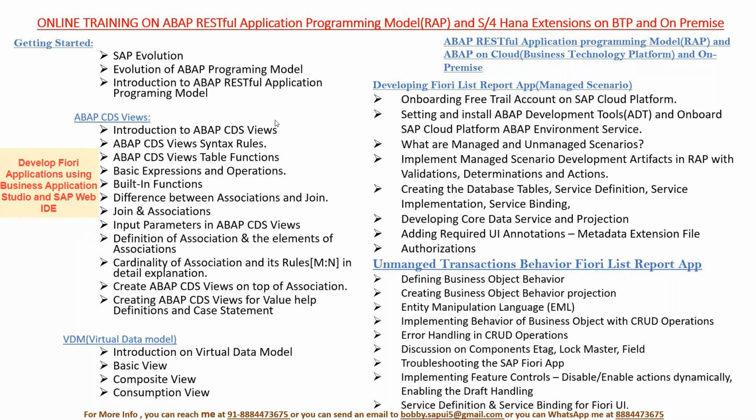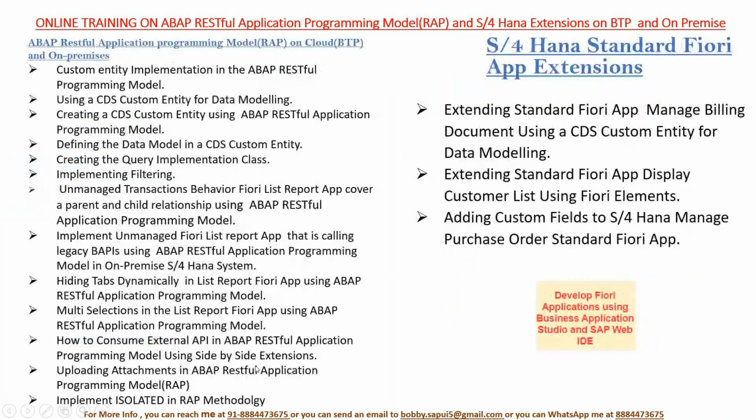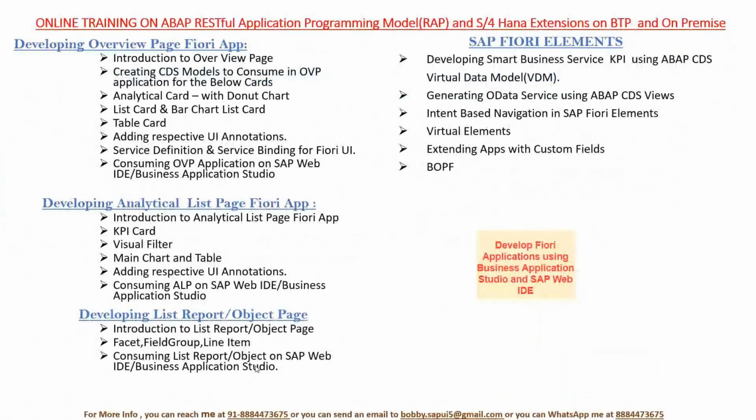Okay, now what are the detailed topics I'm going to cover? We'll start with SAP evolutions, the evolution of RAP, ABAP programming. Then move to ABAP CDS views: syntaxes, table functions, basic expressions, built-in functions, associations, cardinalities, joins, compositions. Everything we will develop from scratch in CDS views. Then we'll go with the concept of the virtual data model: what is basic view, composite view, consumption view. Then we will develop list report, object page, analytical list page, and overview page Fiori apps using ABAP CDS views.